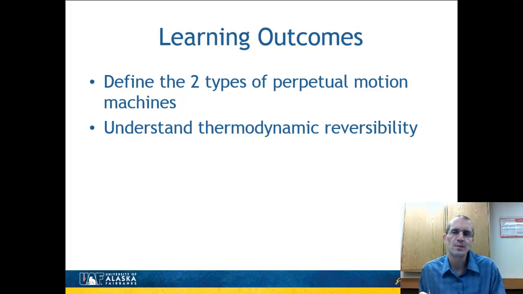Here are the two learning outcomes from this module. At the end, you'll be able to define the two types of perpetual motion machine, and you will understand the concept of thermodynamic reversibility.